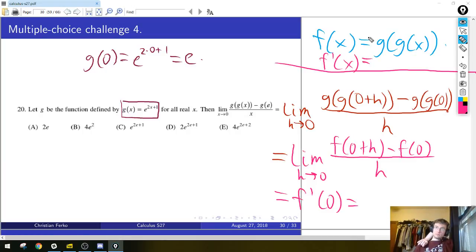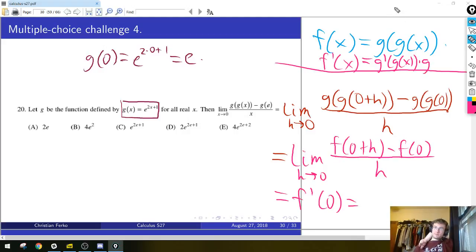By the chain rule, we have g prime of g of x times the derivative of the inside. Oh wait, I was getting it confused with product rule. Product rule is derivative of the first, second left alone, plus derivative of the second, first left alone. But chain rule is derivative of the outside with the inside left alone, times the derivative of the inside.